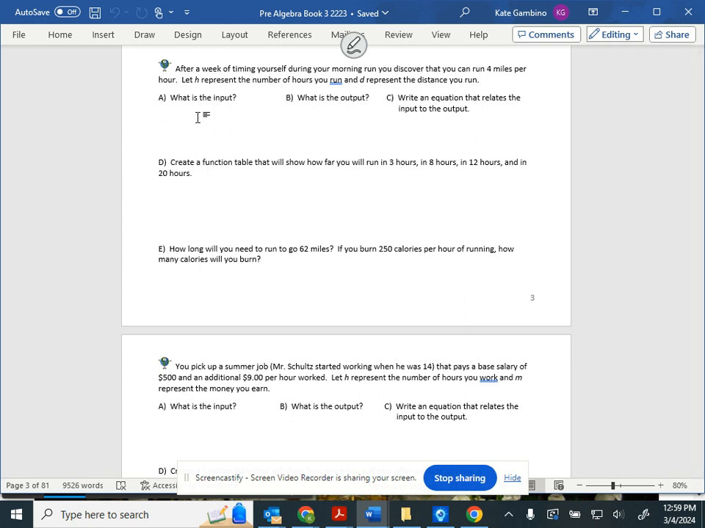Let's listen to those directions again. After a week of timing yourself during your morning run, you discover that you can run 4 miles per hour. Let H represent the number of hours you run, and D represent the distance you can run. So what do you think our input is going to be, Emerson? H for hours.